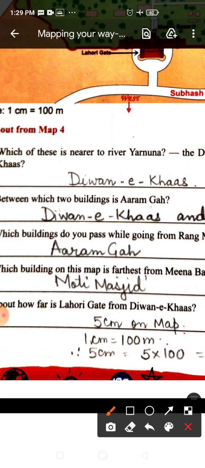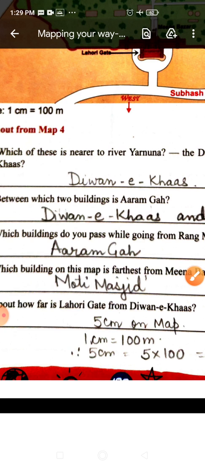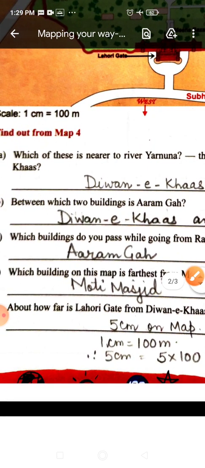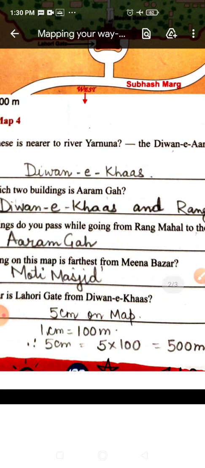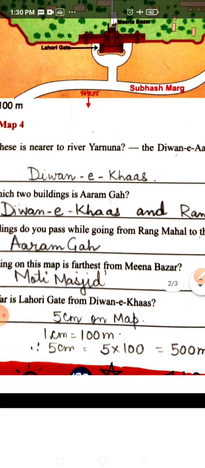As you all know, 1 centimeter is equal to 100 meters. So 5 centimeter is equal to 500 meter. It means Lahori Gate is 500 meter far from Diwan-e Khas. Children, I hope you all have understood this map also.